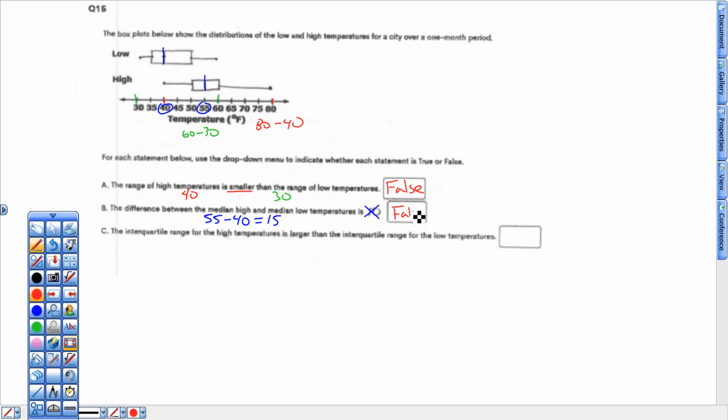And then the last one, the interquartile range is the range of the box. So if you look, this is going 35 to 50. That interquartile range is about 15 for the low one. And if I look at the interquartile range for the high one, looks like 10. So the interquartile range for the high is 10, which is not larger than the lower. That is another false statement. Knowing on the final, one of these will be true, or at least two. It's not going to be all false. All right, here we go. Moving on.